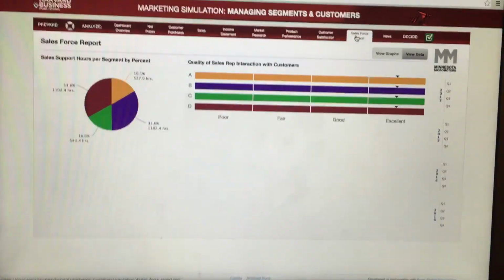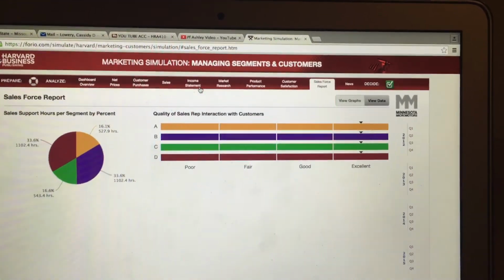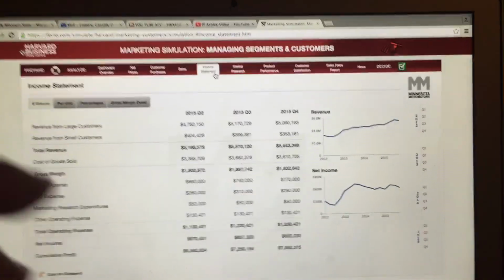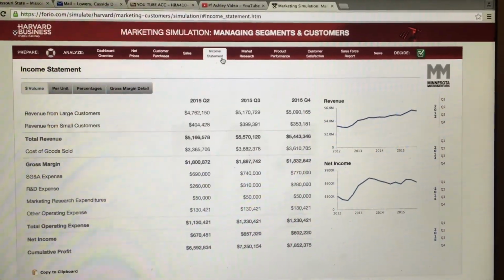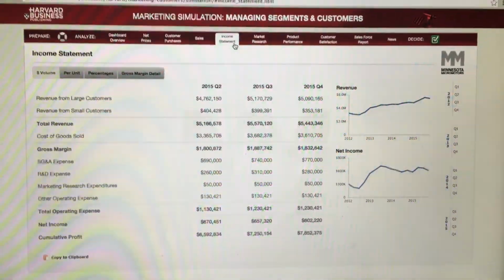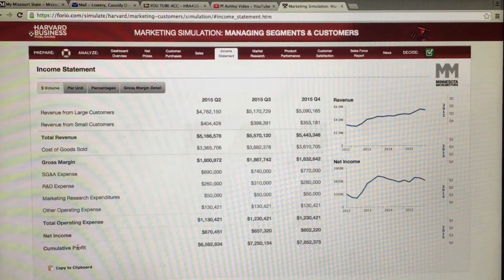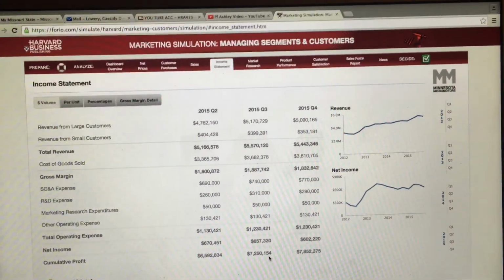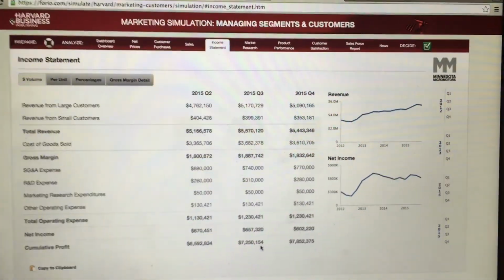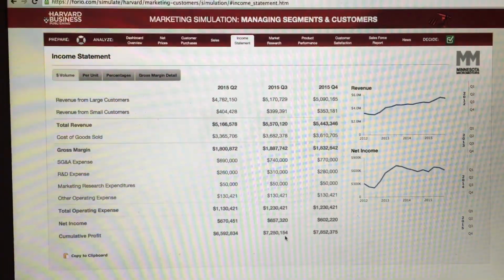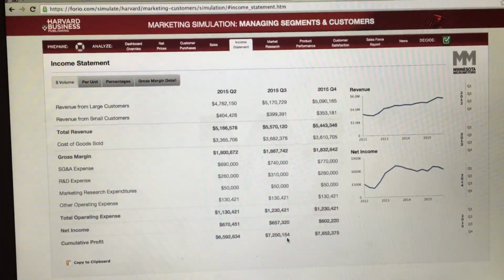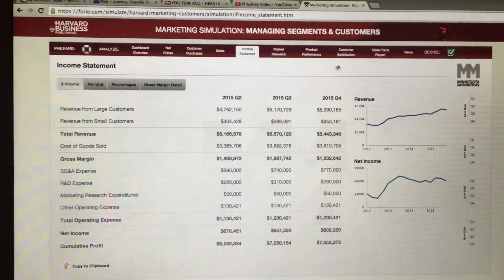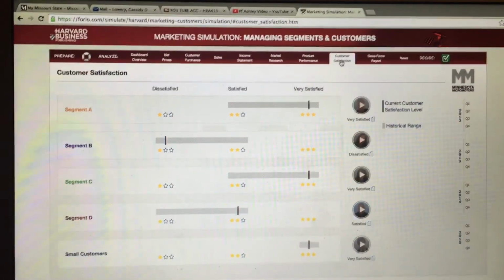So what really impacted my decisions: every time, the first thing I would do after making a decision was go to the income statement and automatically look at my cumulative profit at the bottom to see how I was doing, making sure I was going up and all that. I was also looking at expenses and revenues and how that was matching up to make sure that made sense. Another thing I looked at a lot, like I was talking about earlier, was the customer satisfaction.